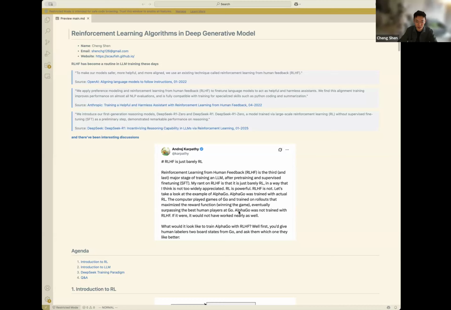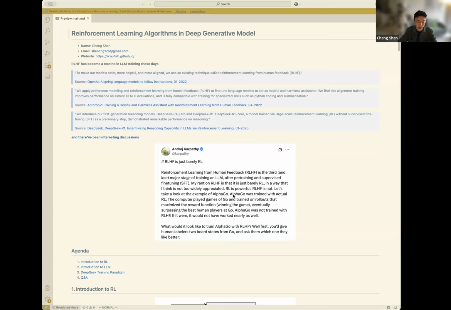But there have also been debates, like this tweet from Andrej Karpathy. Andrej was at OpenAI a while ago, and he shares a lot of interesting ideas. This tweet was from maybe 1 or 2 years ago. Basically, the TLDR is that RLHF is just barely RL. He doesn't think RLHF is true reinforcement learning, which, after the talk, maybe you'll come to your own conclusion on.